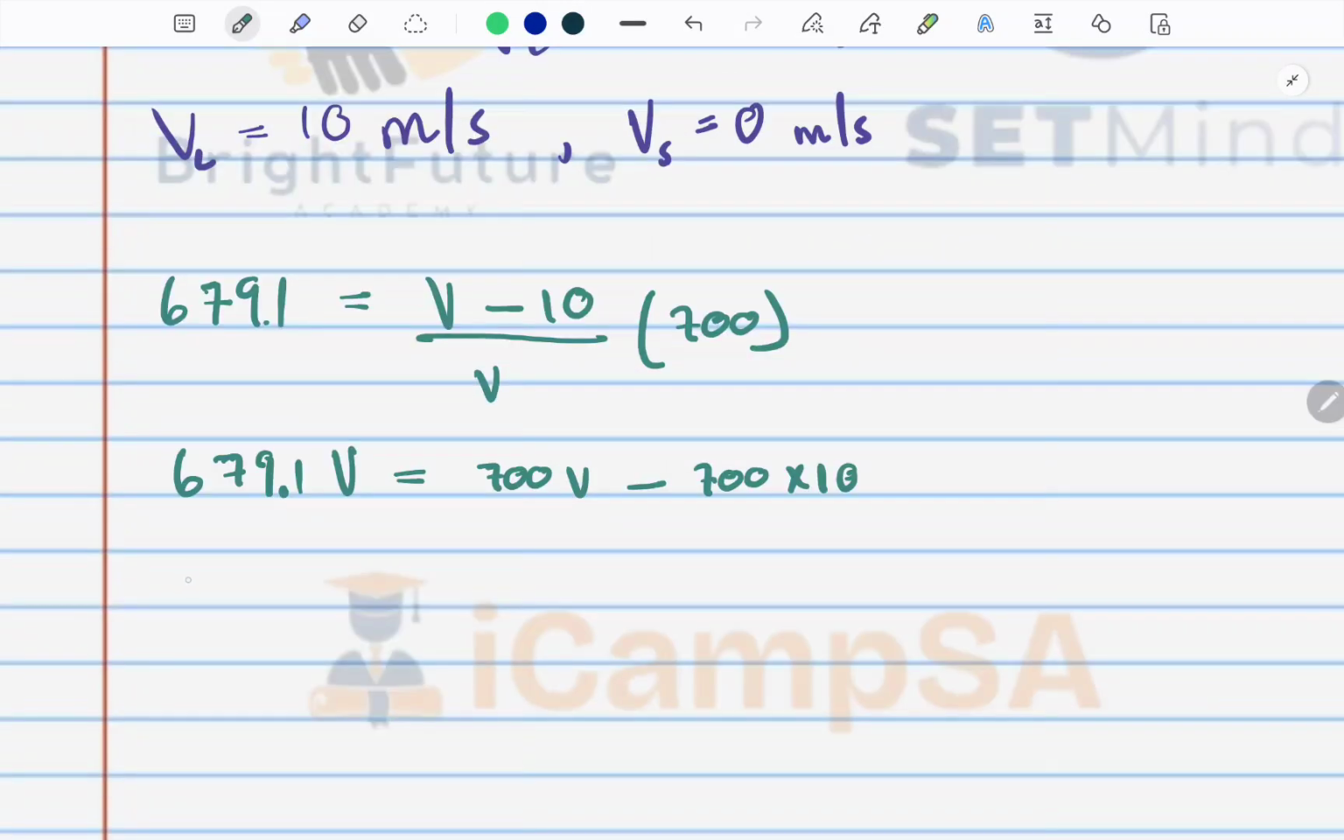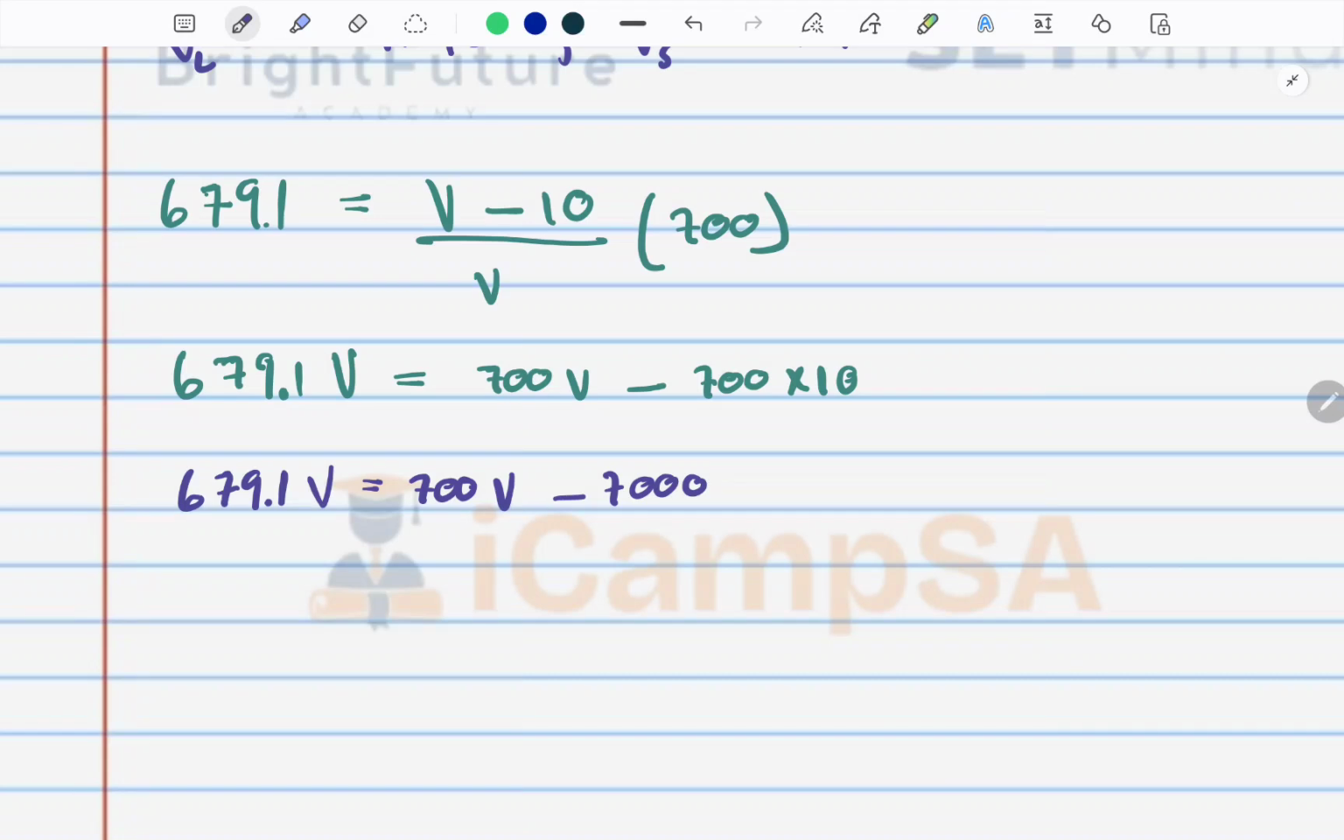So what's going to happen is that you're going to have, let's change a bit of color, 679.1 V equals 700 V minus 7,000, like so, right? So we can take this one to the other side and then take the other to the other side, right? So what we're going to have is 7,000, then 700 V minus 679.1 V, right? So now we can do that difference and see what we get.